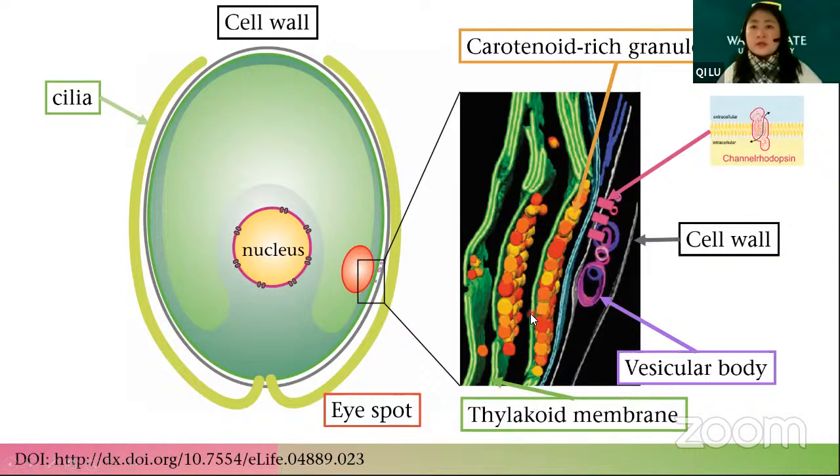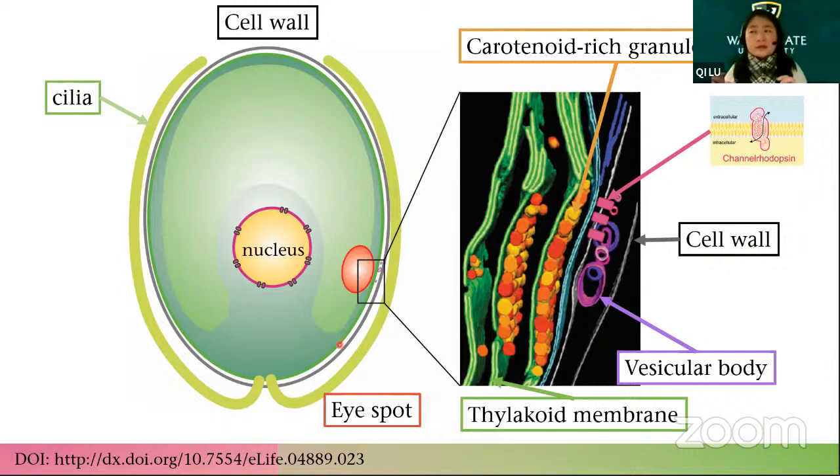And this carotenoid-rich granule is only located at the eye spot. It's not only located there. This carotenoid is not only important for the eye spot, it's also important for the whole cell, with how it gets this green color. So if these molecules are decreased, or totally gone, then the whole algae will be transparent. There's no color, no green, no red.